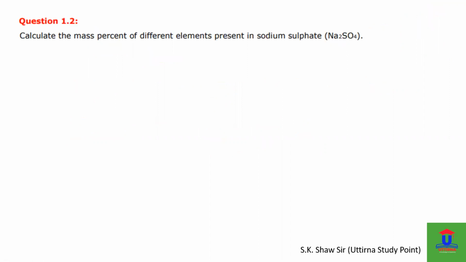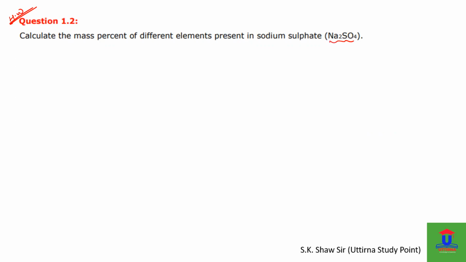So can we proceed? This is the second question. It is from NCERT. Calculate the mass percentage of the different elements present in sodium sulfate, Na2SO4. So go ahead and solve this question. Some students already solved this question and sent it to me in the last assignment. I think Anant and Shivashish solved that question, isn't it? Yes, sir. Okay then.